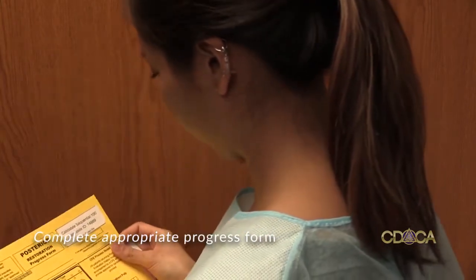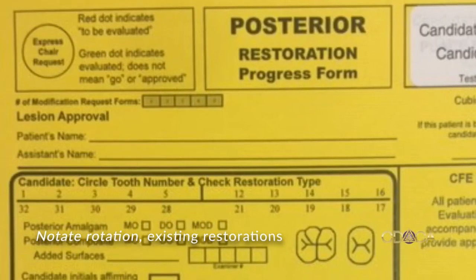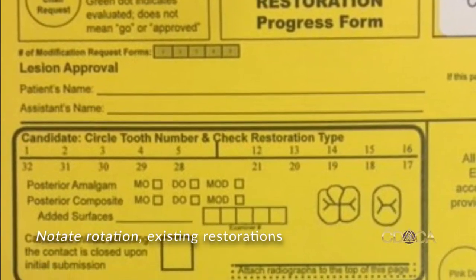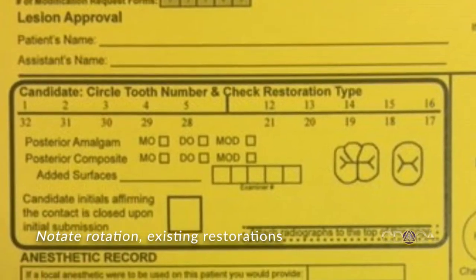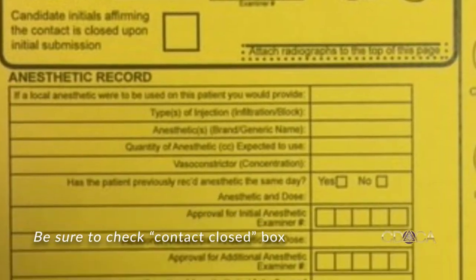Be sure to note any unusual conditions affecting the tooth you intend to treat, such as rotation, which may necessitate alteration of the preparation. If you're doing an anterior and posterior lesion on the same patient, both lesions can be approved at the same time.